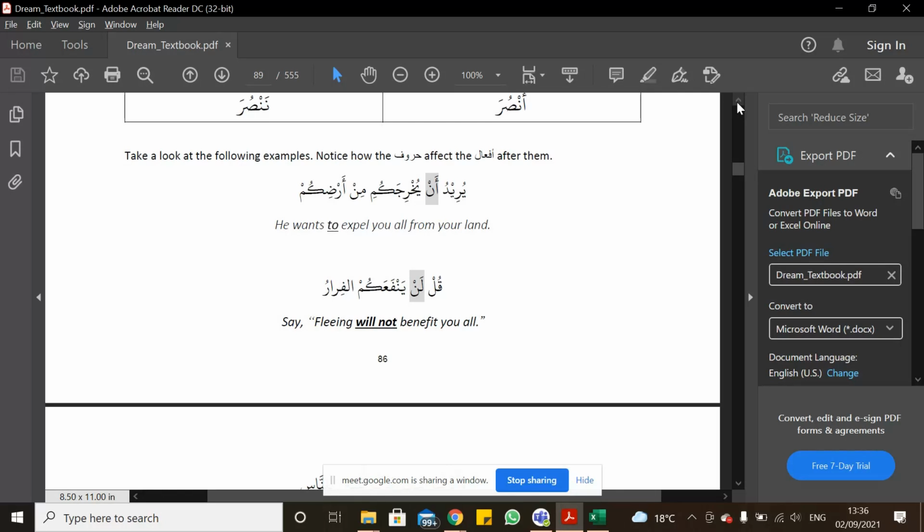So first the doer. Yanfa'a, so he. Al-firaru is the doer, right? Al-firaru means to flee, fleeing, running away. When you say firar, what do you say in English? Firaru is an idea, an ism, which means running away, right?